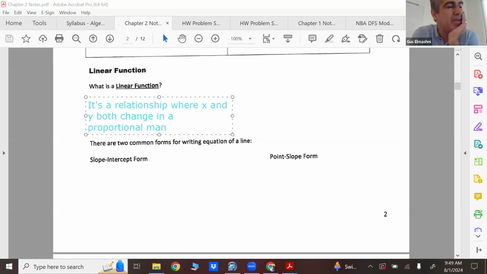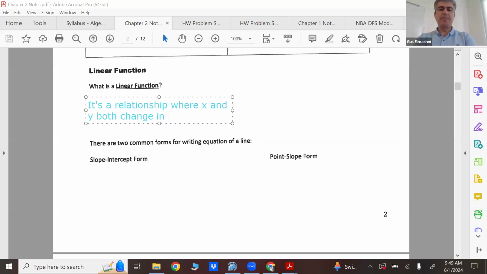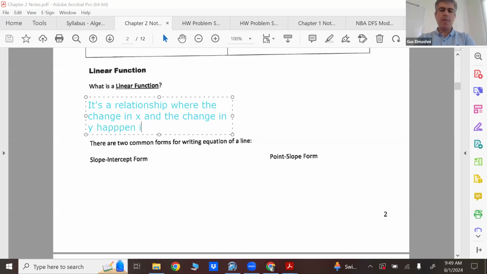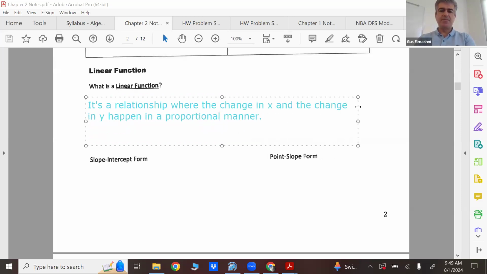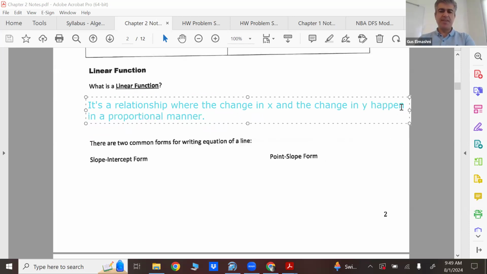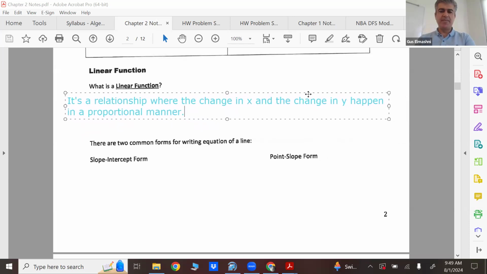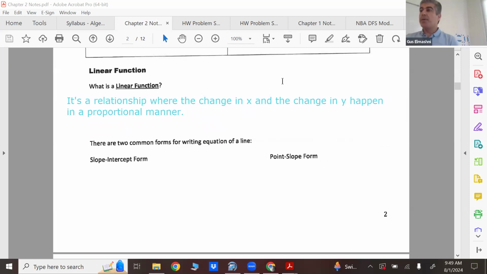Actually, is that right? Hold on. Give me a sec here. Okay, here we go. I've got: where the change in x and the change in y happen in a proportional manner. Trying to channel my inner grammar and English skills here. All right. That's what it is. At its core, that's really what it is.